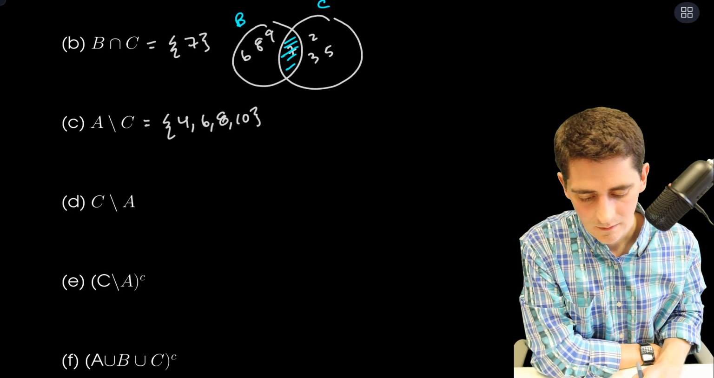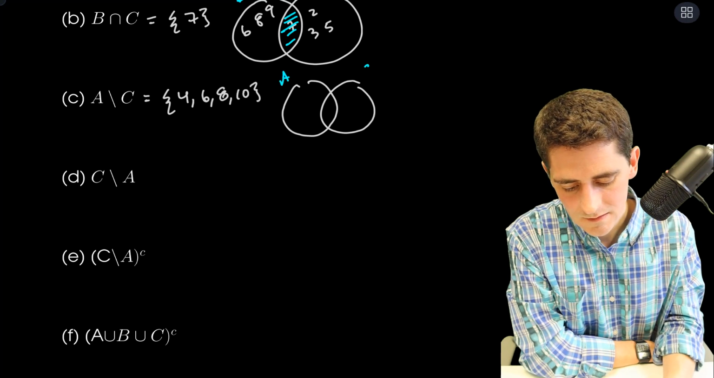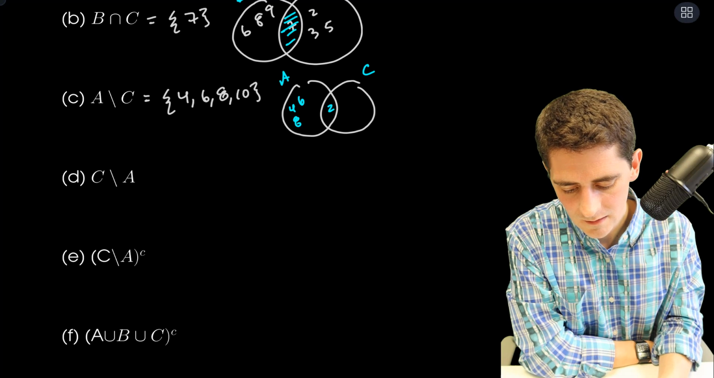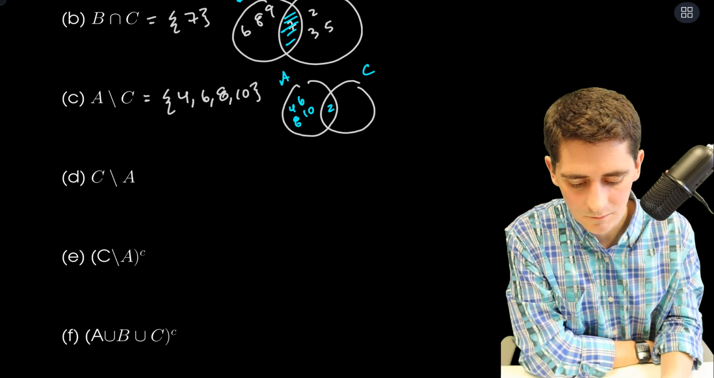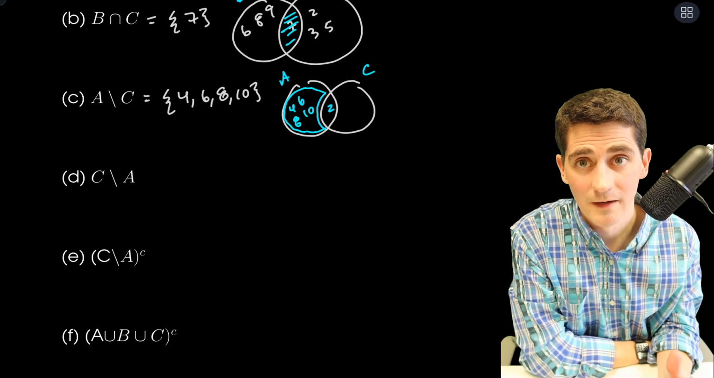Now I can draw a picture of it, just kind of make sense of it a little bit. A and C. So the 2 was in both, and then the rest of A had nothing to do with C. So as I delete the 2, I just have the remainder of A.